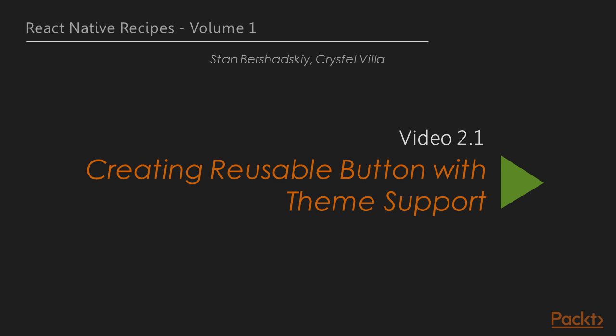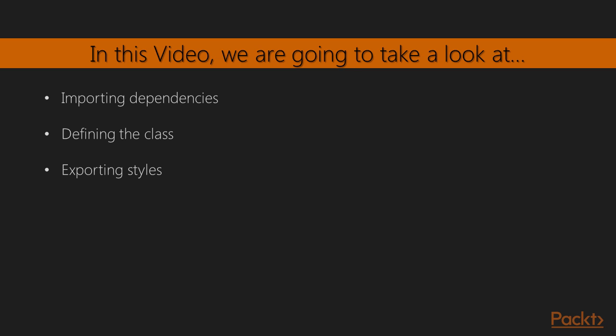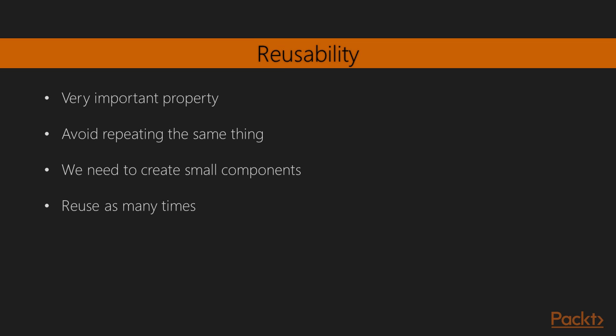Now we move on to the first video of this section, creating a reusable button with theme support. In this video, we'll first import the dependencies and create a button component, then define the class for the component, and finally export the styles. Reusability is very important when developing software. We should avoid repeating the same thing over and over again, and instead we need to create small components that we can reuse many times as needed.